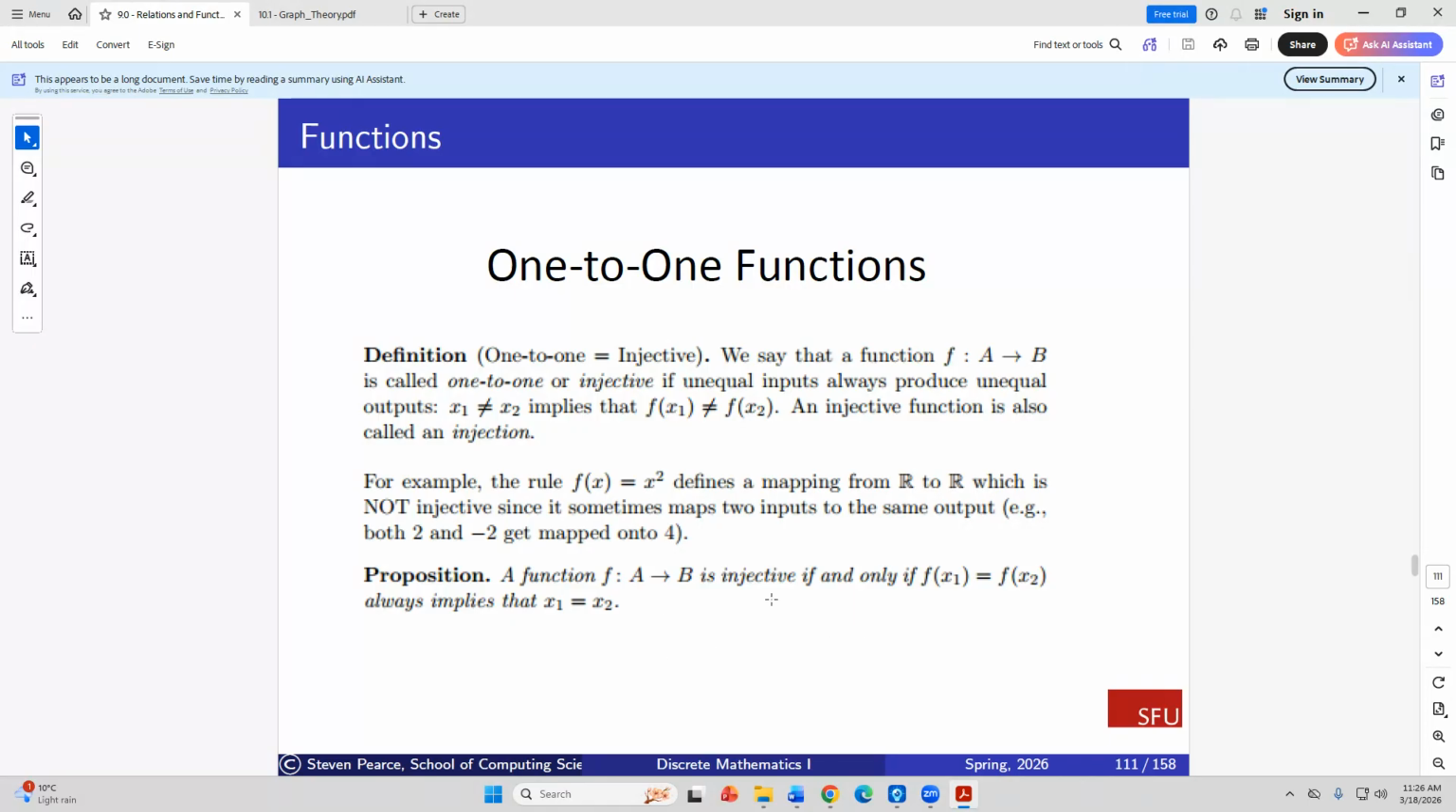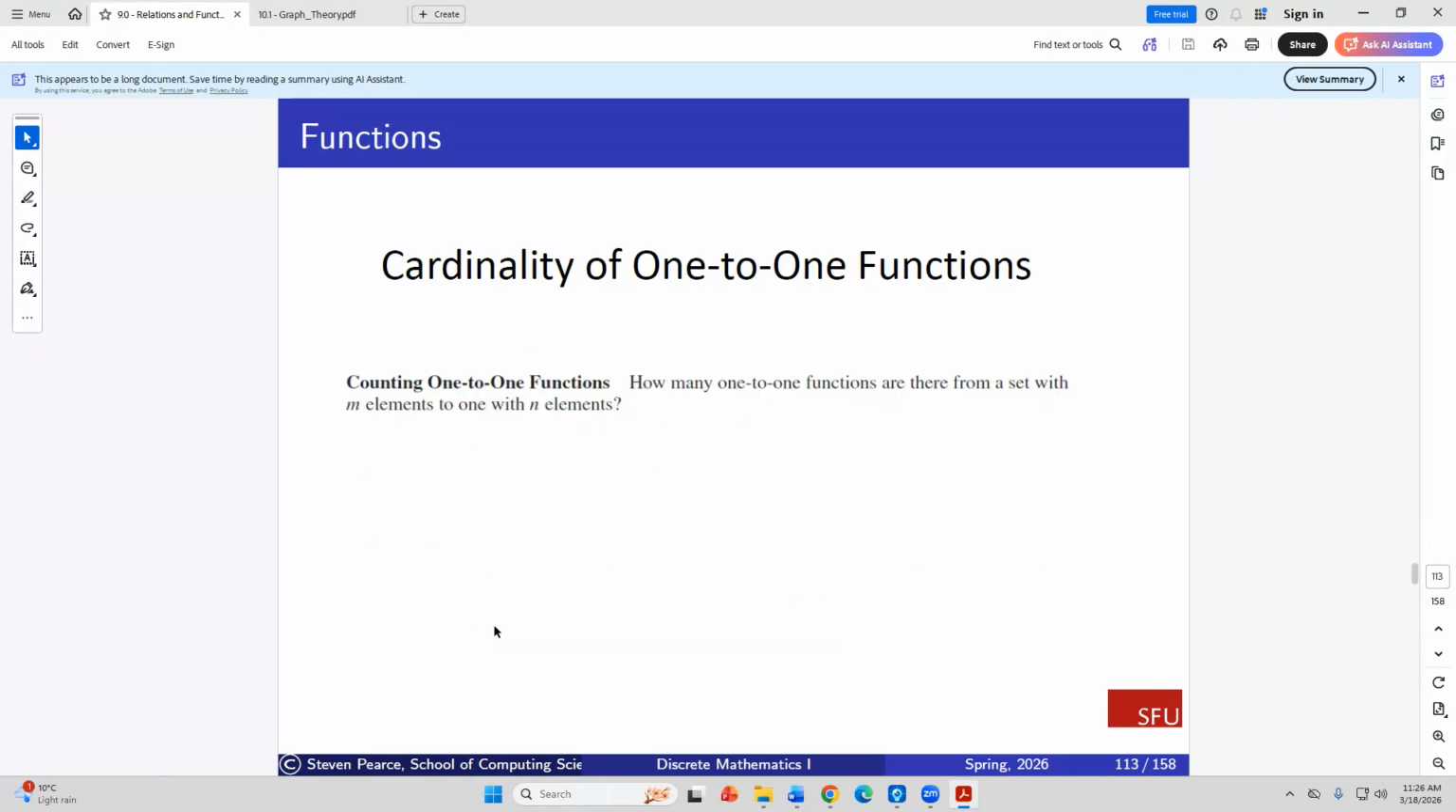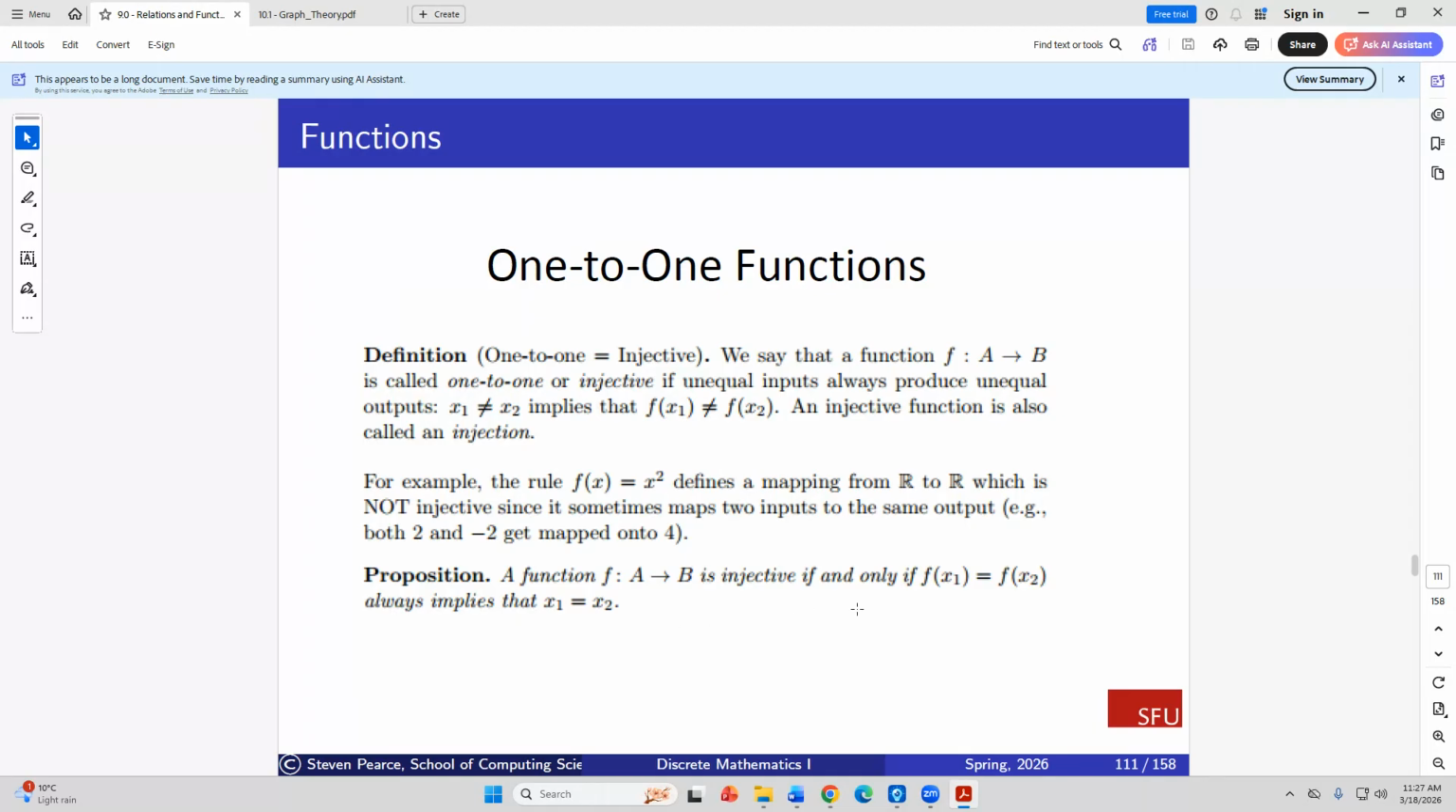So here, this is the proof I want you to know. And this is the definition of a function being injective. So you have to test, and for example, the rule f of x equals x squared defines a mapping from the set of real numbers to the set of real numbers, which is not injective since it sometimes maps two inputs to the same output, 2 and minus 2, for real numbers. For integers, positive integers, or natural numbers, this would work.